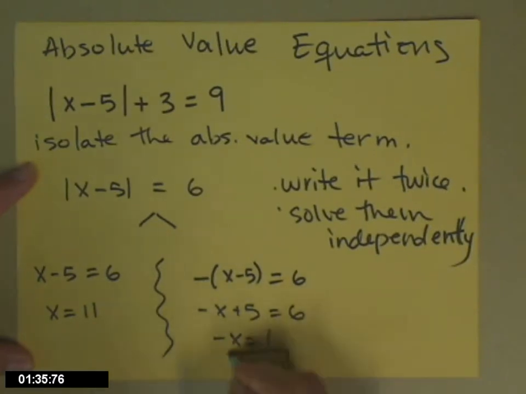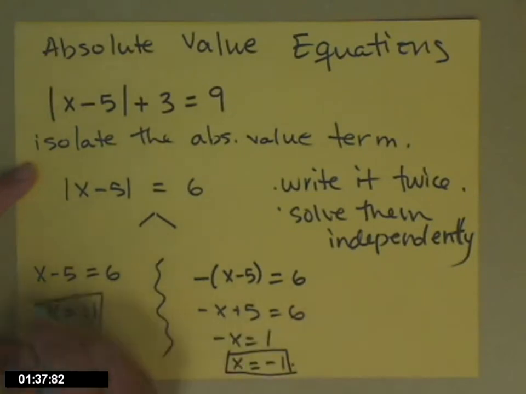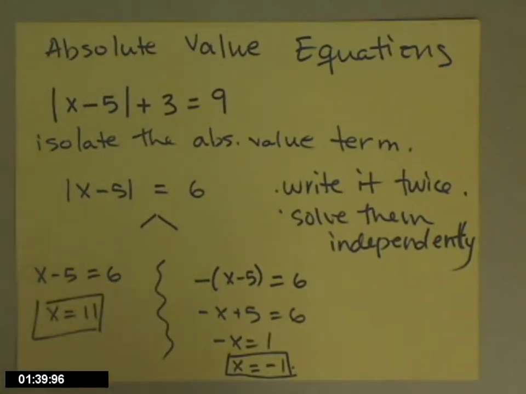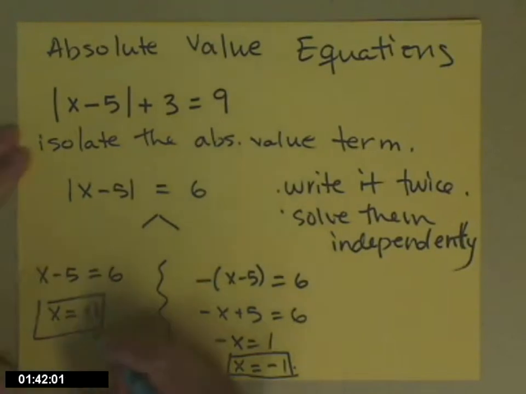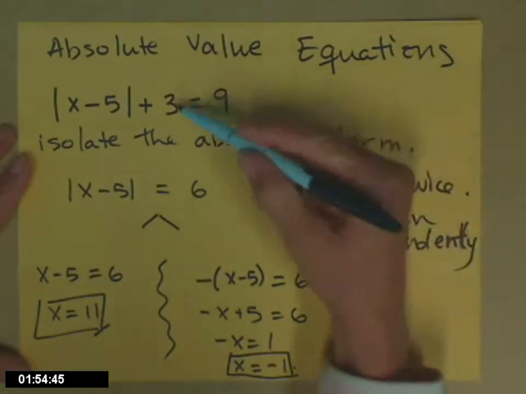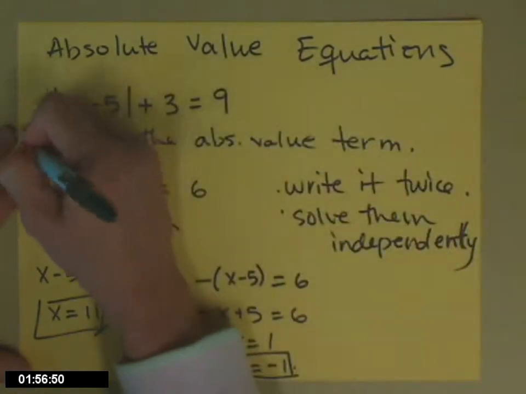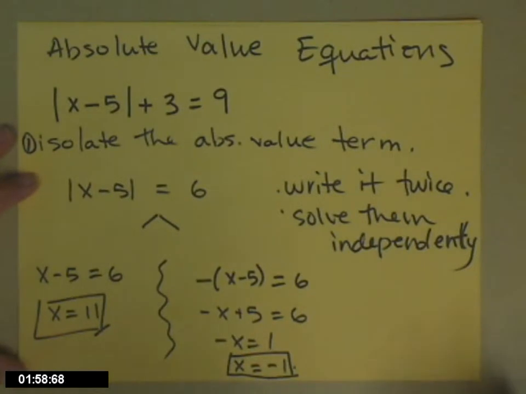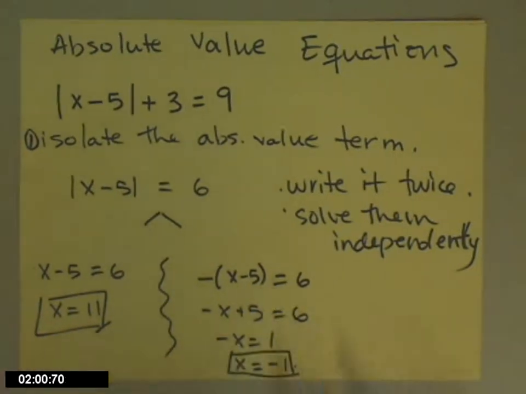For those of you who are saying, can't I just make the 6 positive or negative? Yes, you can. However, my trick is nice because it will work for the equations and for the inequalities. So you only have to learn one way for both cases. Keep in mind, it's very important that you do this first step, that you isolate the absolute value term first before you write it twice.